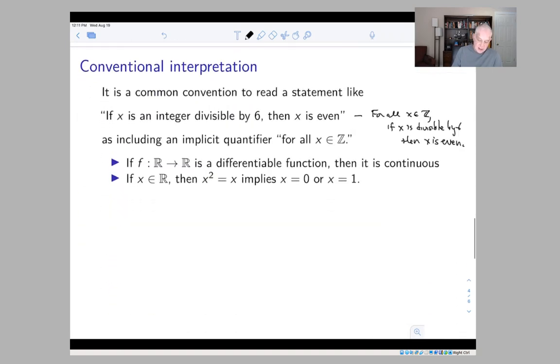So here's a couple of other examples. You might see the statement, if f is a function from R to R and it's a differentiable function, then it is continuous. So what that's really saying in sort of formal logic terms is for all functions f from R to R, if f is differentiable, then f is continuous.